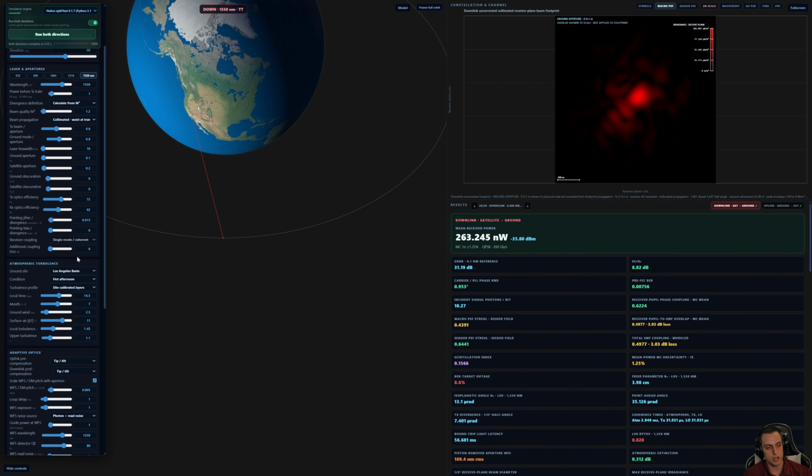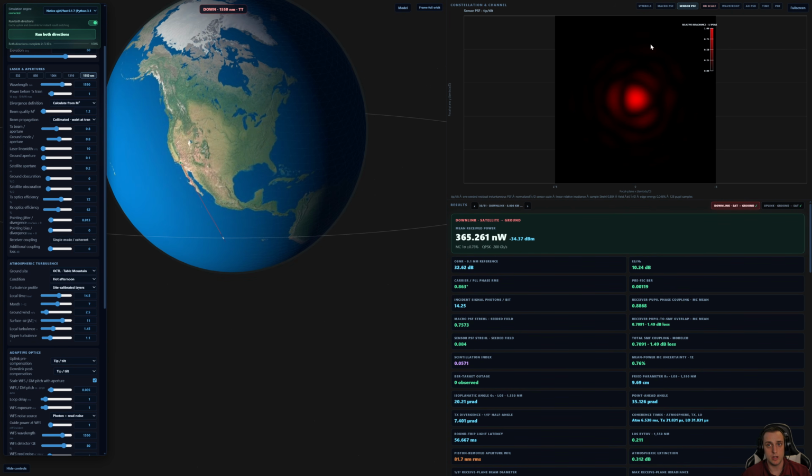And so that's why I'm questionable about just using these for any location. And then obviously you have cloud coverage. So my take is that it's just going to be for certain sites, and it's for use cases that can accept some of the links not working at any given point in time. But anyway, here's Table Mountain with tip tilt.